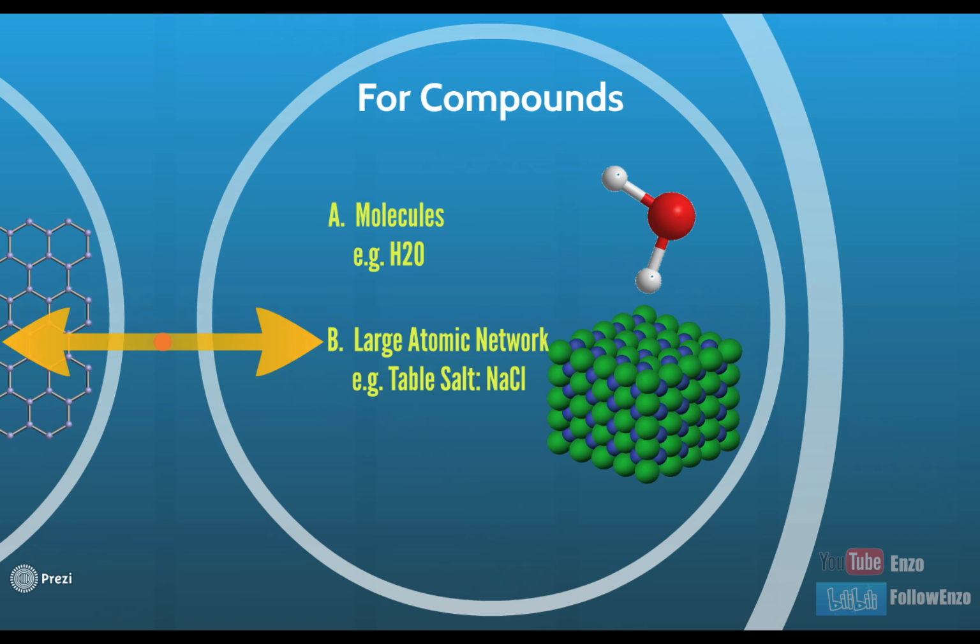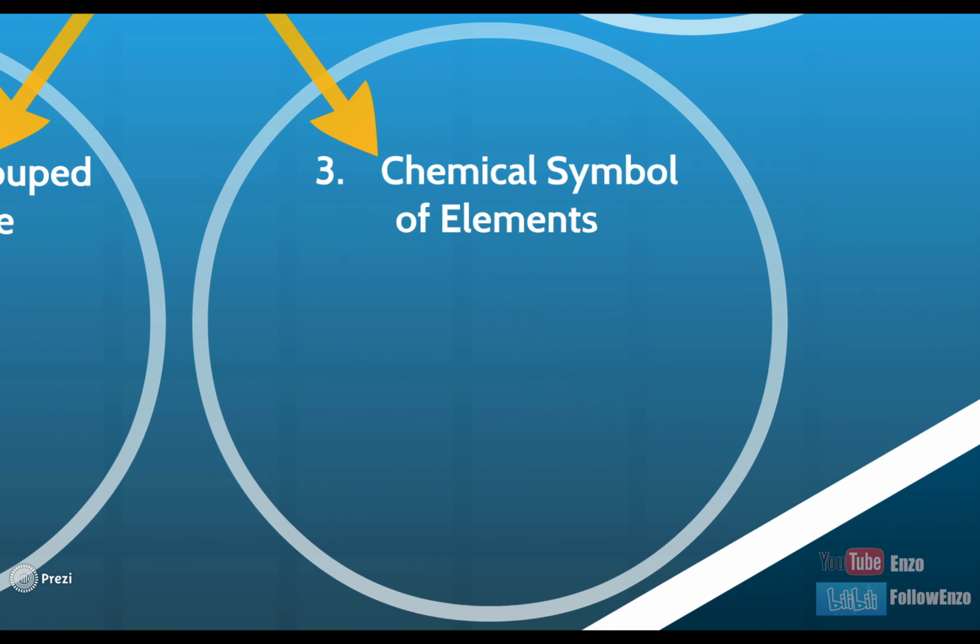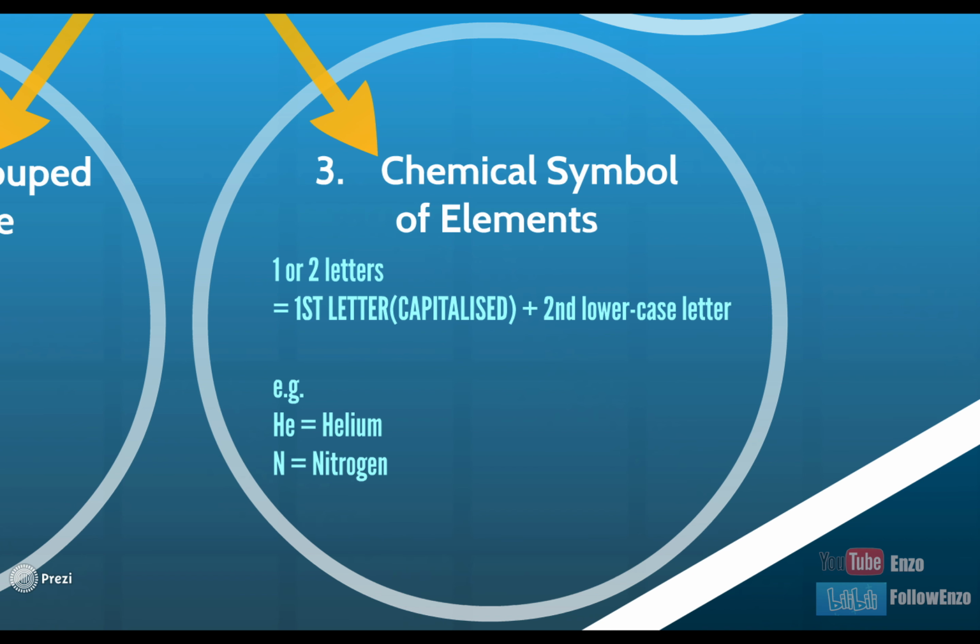The next topic is chemical symbols. The rule for element symbols is straightforward. Symbols are written in either 1 or 2 letters, where the first letter must be capitalized, while the second letter must be lowercase. Examples are helium and nitrogen.